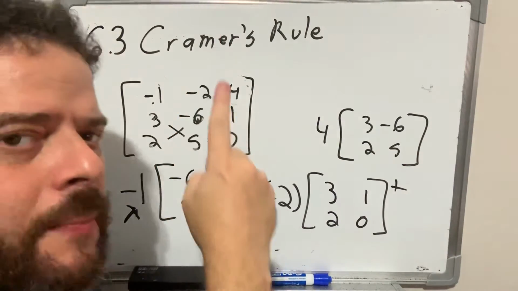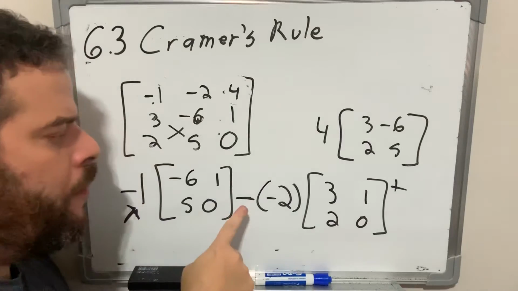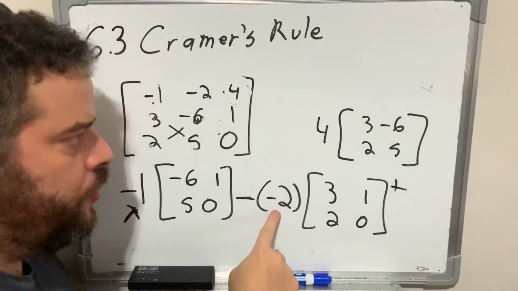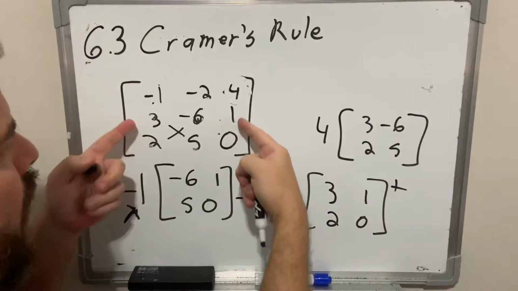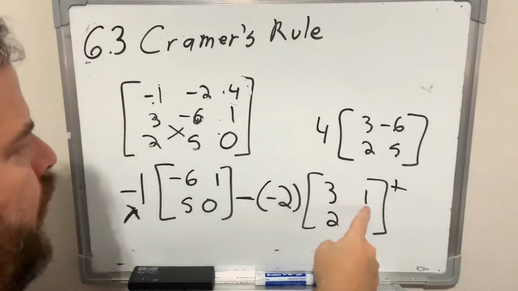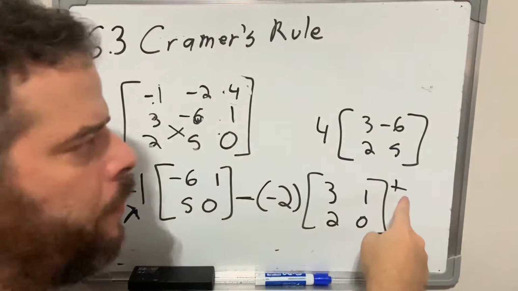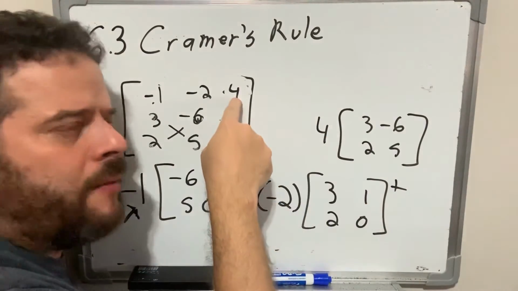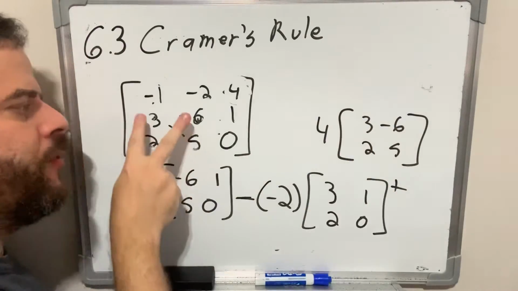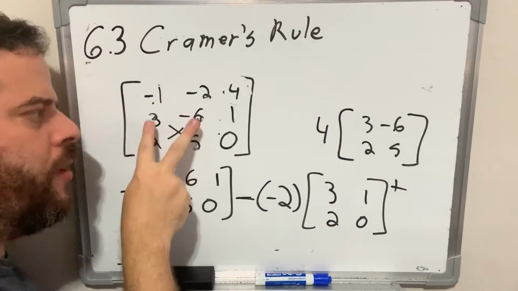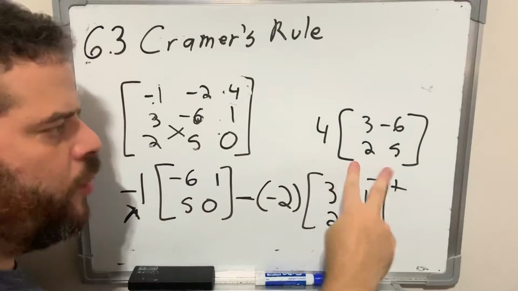Then it's always minus the second element, so minus -2 times the two bottom rows of the columns you're not using, 3, 1, 2, and 0, plus the last element up here, 4, and then a small 2x2 matrix formed by the two bottom rows of the columns you aren't using, 3 minus 6, 2, and 5.